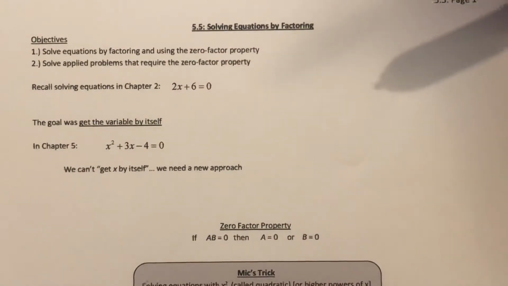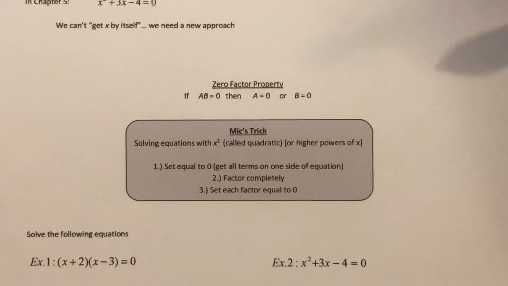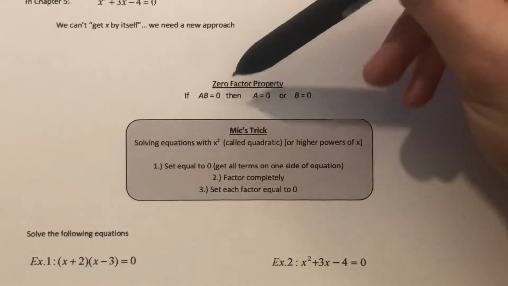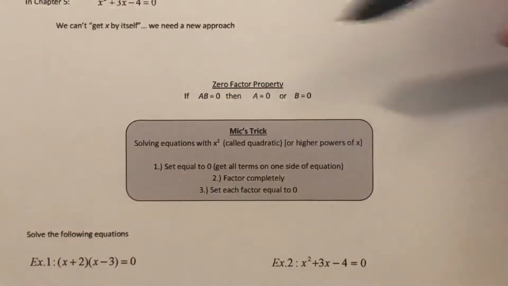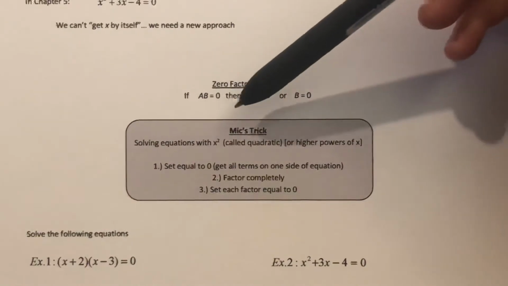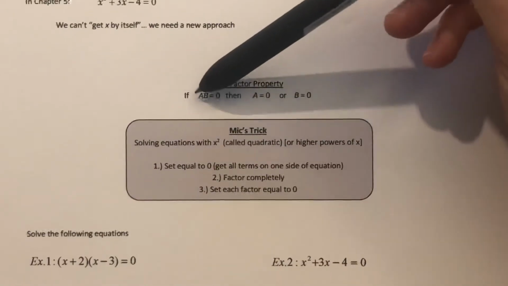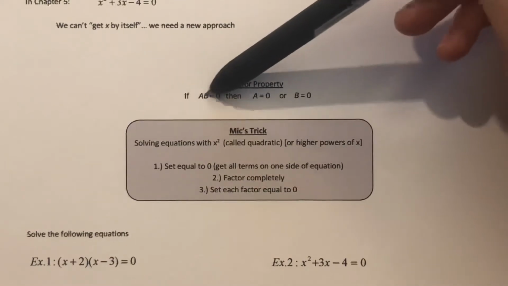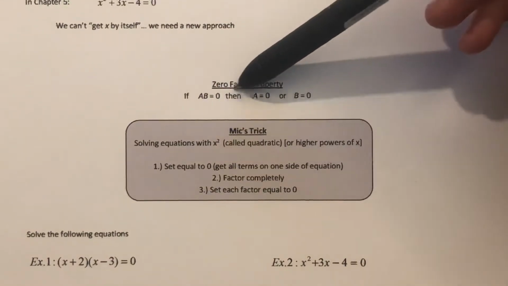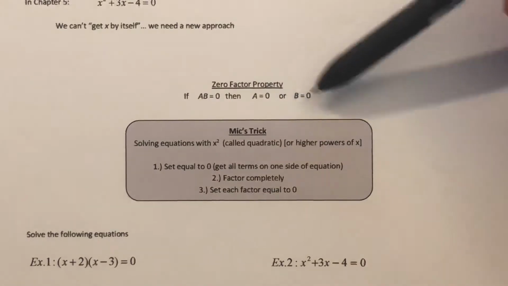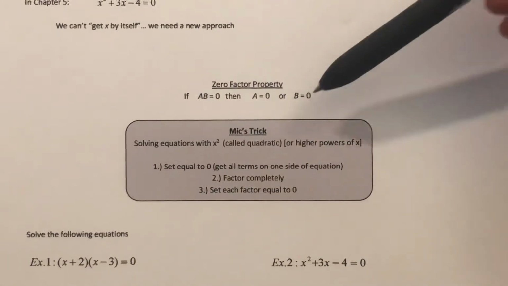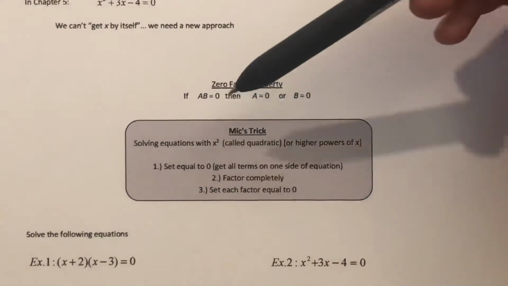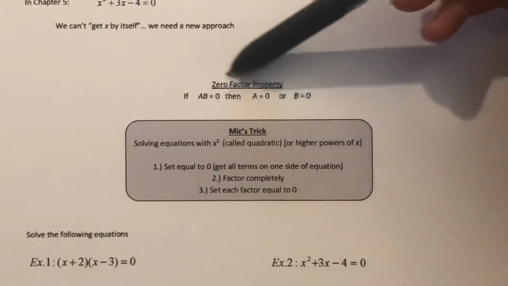Now, our new approach is really based on one simple idea. It's right here, something we call the zero factor property. And this is just a simplified version of it. It says if AB equals 0, meaning if A times B, if two things multiplied together give you 0, then A is 0 or B is 0. And this rule, this idea, is only going to apply to the number 0.